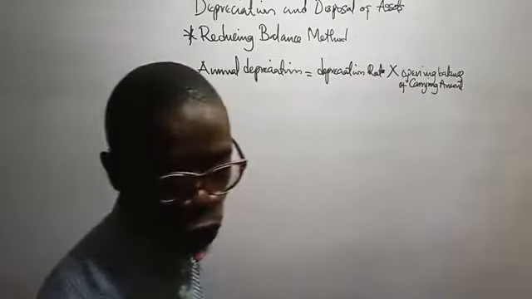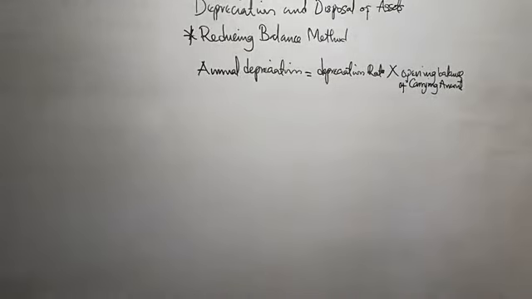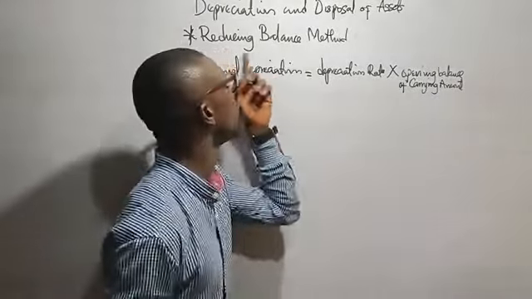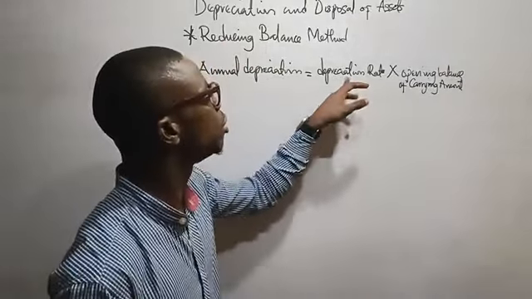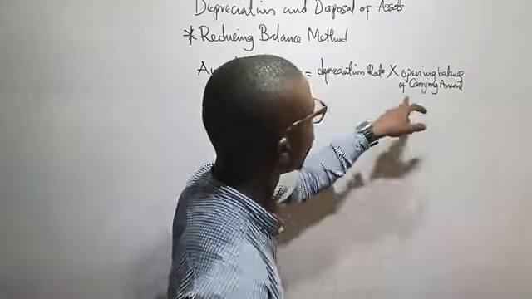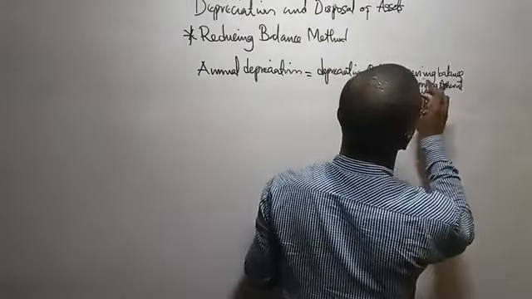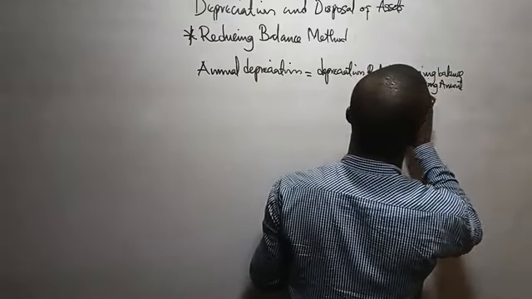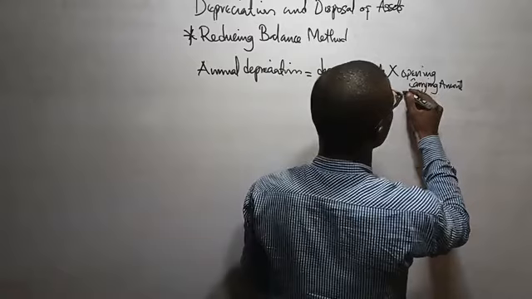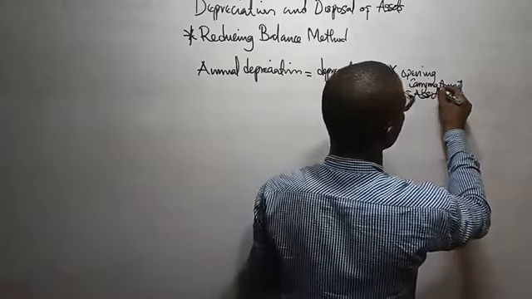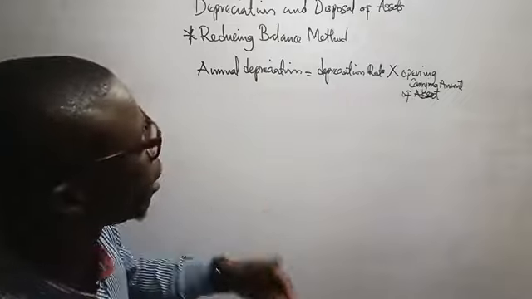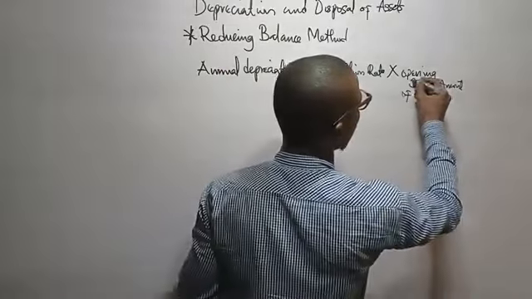Are we together now? So if you are to calculate the annual depreciation now, it's not like the straight line method where you say cost minus scrap value divided by useful life. This one is saying if you are using the reducing balance method, the annual depreciation will be the depreciation rate times the opening balance. Let's do it like this: the opening carrying amount of the asset. That means you multiply the opening carrying amount of the asset by it.